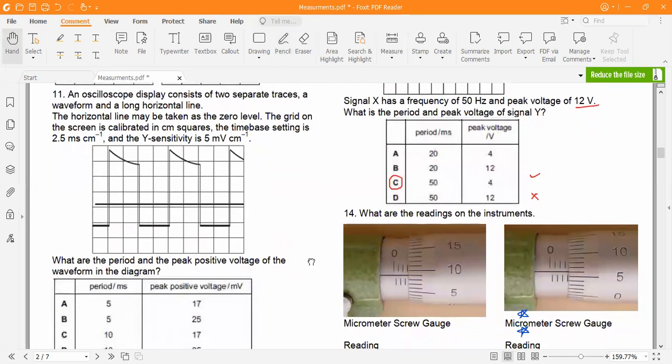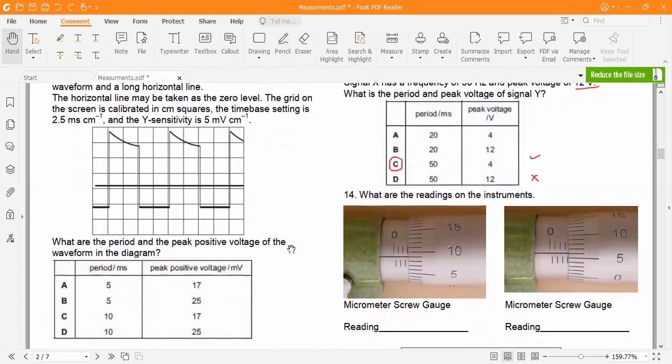Let's do question number 11. This one is similar to the one that we just did. An oscilloscope display consists of 2 separate traces: a wave and a horizontal line. This is the first wave, and this is the horizontal line. So these are the two things that you can see on this oscilloscope. Now let's see what they want to ask.